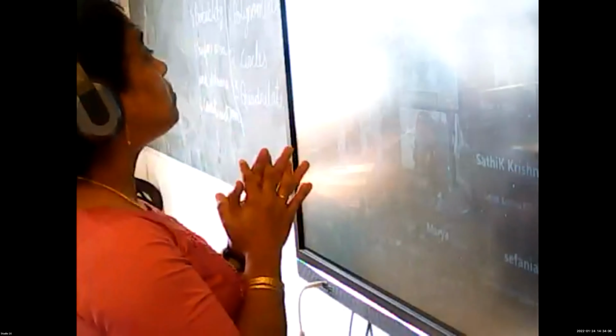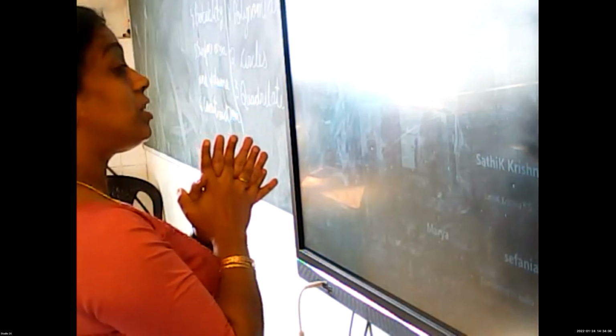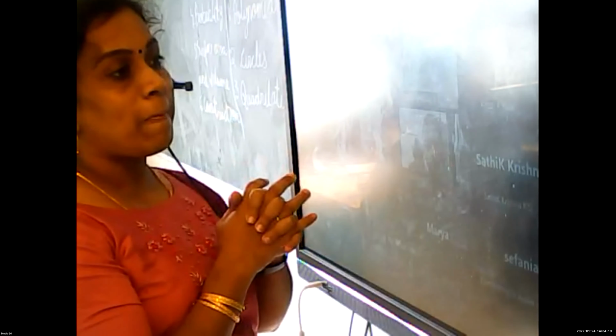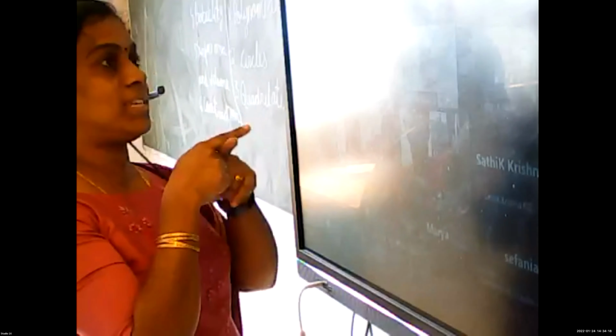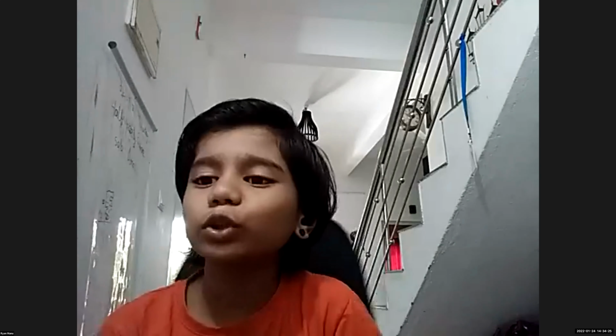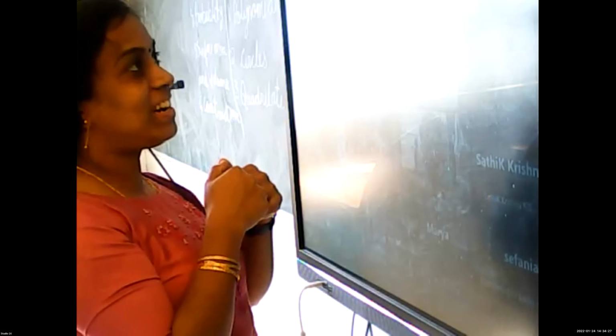What about the neem tree's leaf? What is the speciality of the neem tree's leaf? The neem tree's leaves have two threads, pointed ones. Isn't it? And what about the lotus? Round shape. Round shape leaves are there for the lotus.